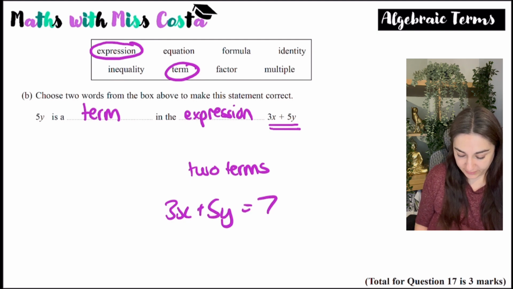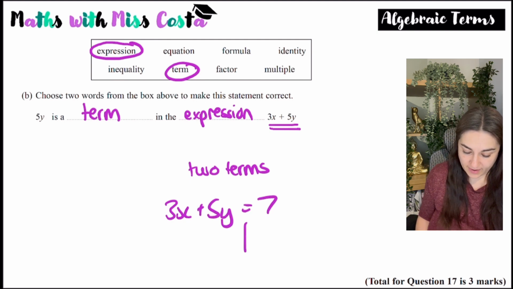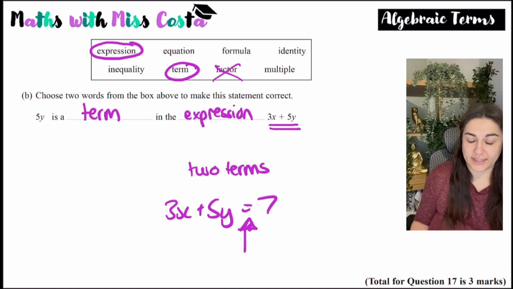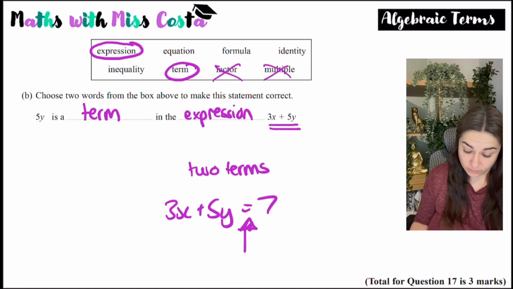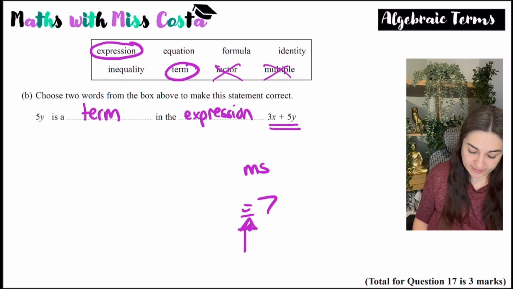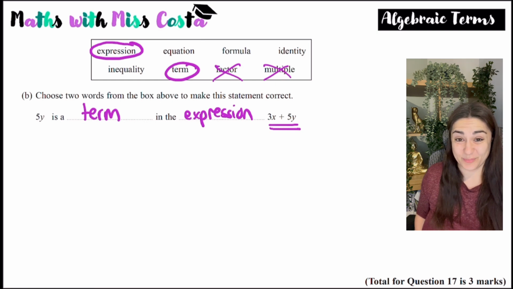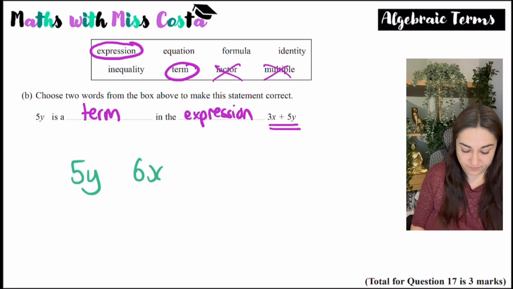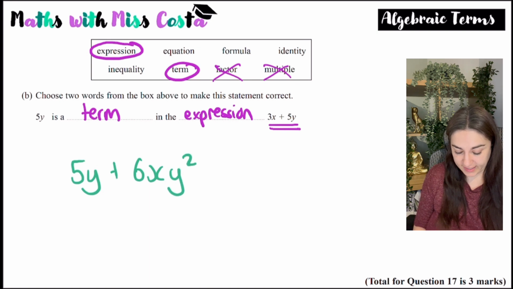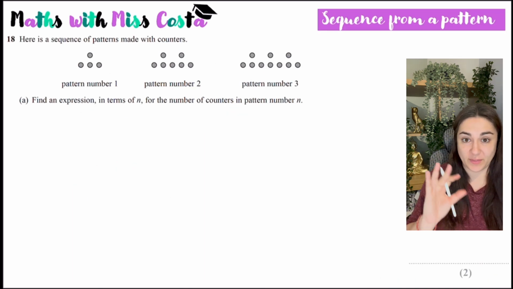If it was 3x plus 5y equals 7, that would be an equation. If it had an equal sign, it would be an equation. So factor, nope. Factor is anything that goes, oh, no. Multiple, no. Identity would be when it had this sign. So just knowledge of your algebraic terms. But yes, 5y would be a term, 6xy squared would be a term. Anything that you can put a plus or a minus in between, that would be a term. And an expression is a collection of terms with no equal sign.